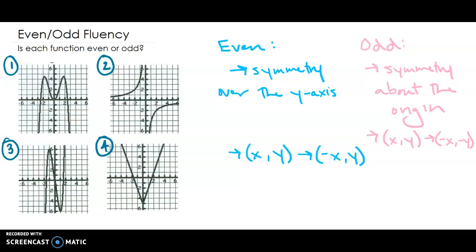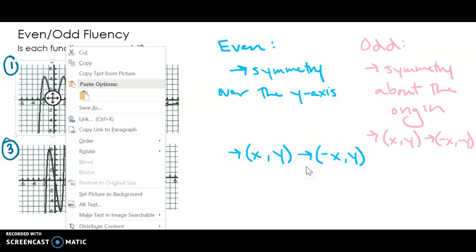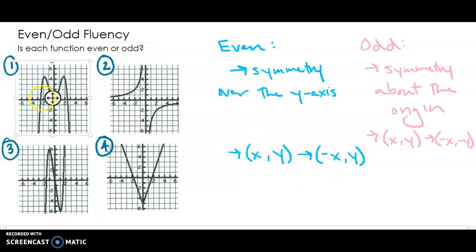When we're looking at this graph for number 1, if this graph was a piece of paper, and we folded it in half with the y-axis being our crease, whatever's on the right half of our paper is going to directly match up with whatever's on the left half of our paper. Another way to think about that is that if we have the point x comma y, maybe the point positive 2 comma positive 4, we should have the point negative x comma positive y. Negative 2 comma positive 4. And we do have that point here. And so number 1 is going to be an even function for us.